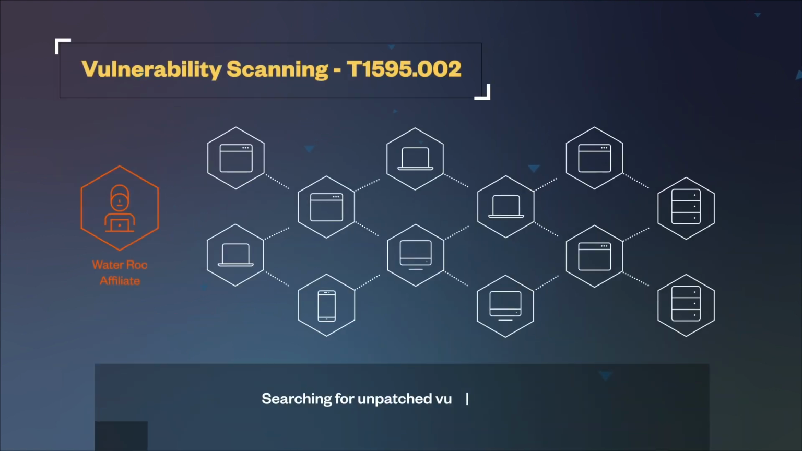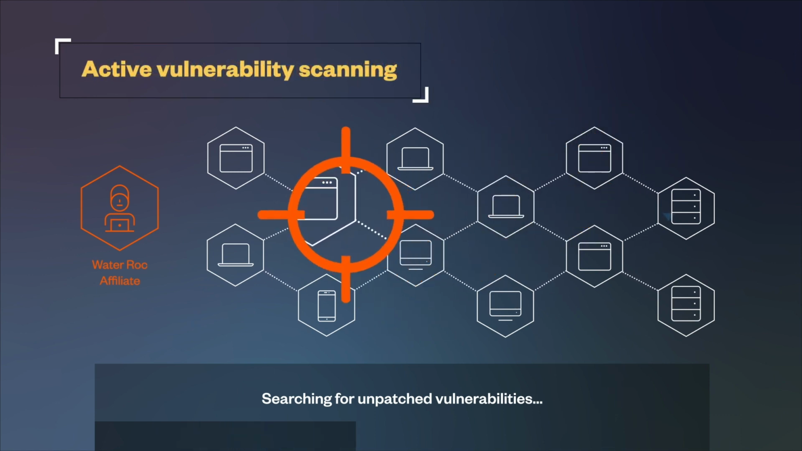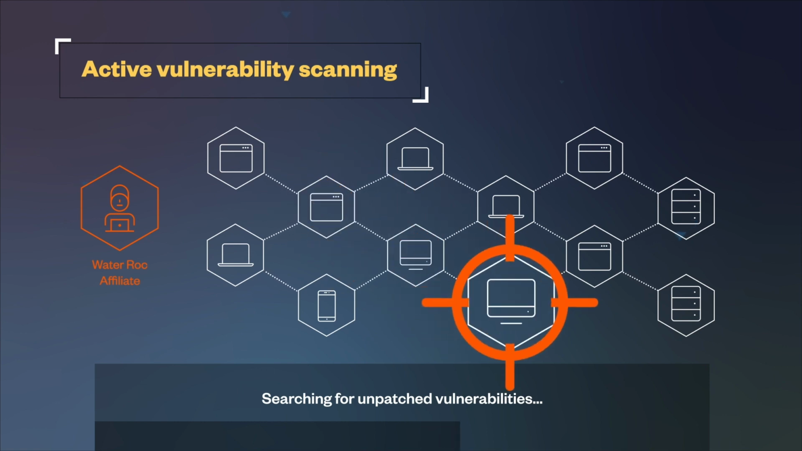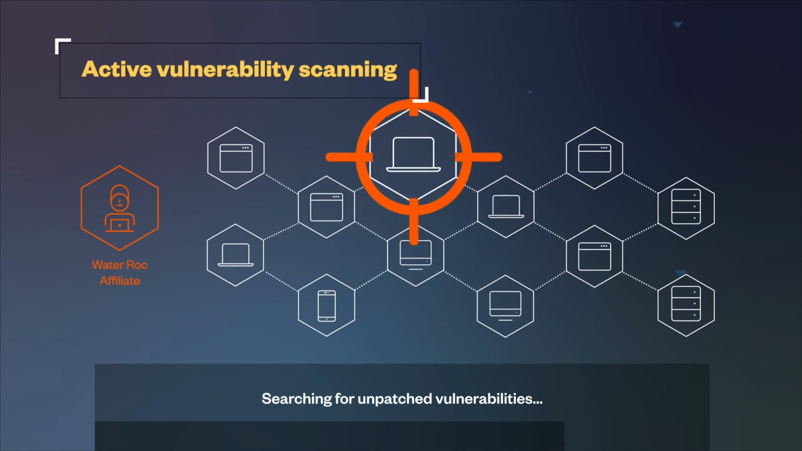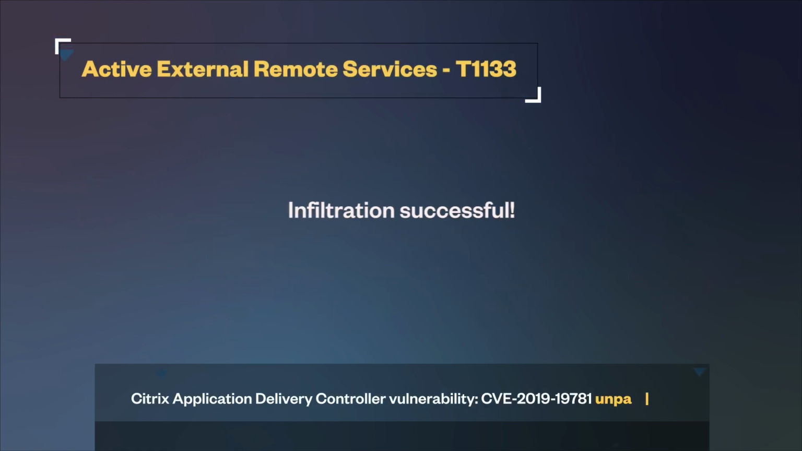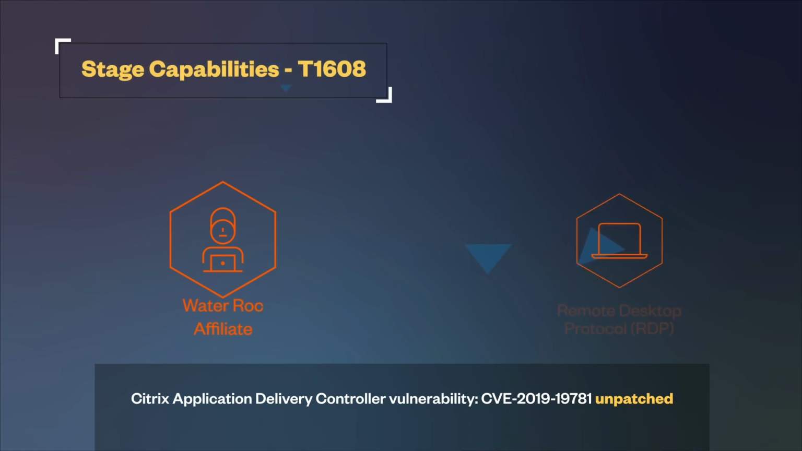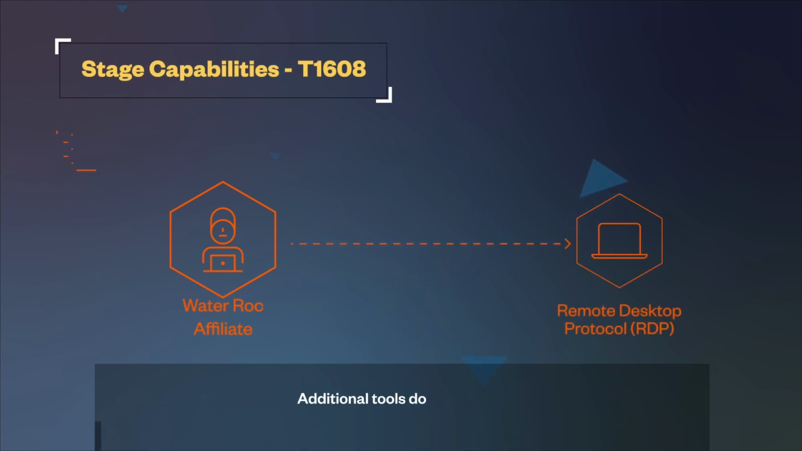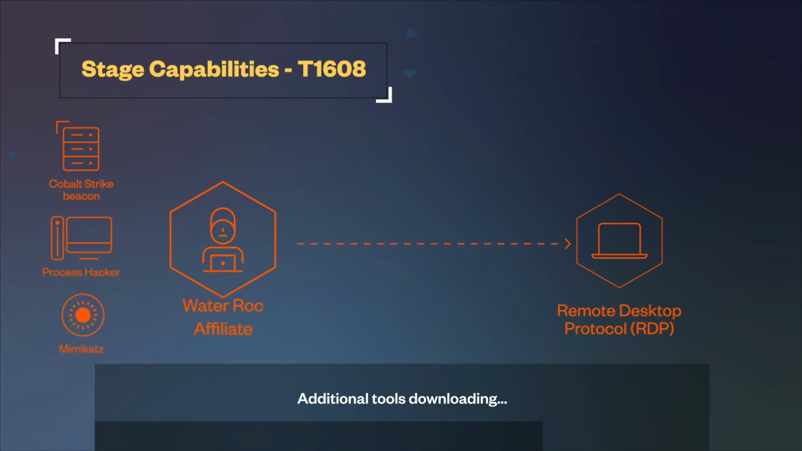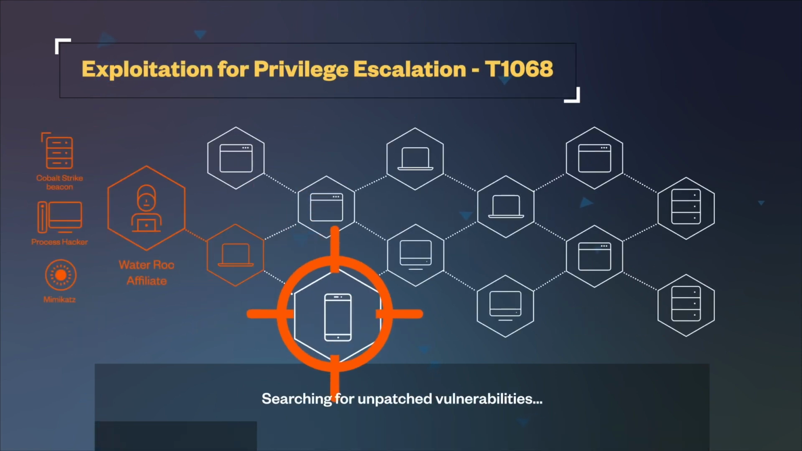The attack starts with vulnerability scanning. WaterRock's malicious actors are looking for unpatched or open vulnerabilities that will give them a way into Company X's network. This unpatched vulnerability will be exploited to gain initial access into the network via the exposed remote desktop protocol. More tools are downloaded to help the adversaries gain deeper access into the network and to prepare for malicious activities ahead. The adversaries also scan for more weak points in Company X's security.